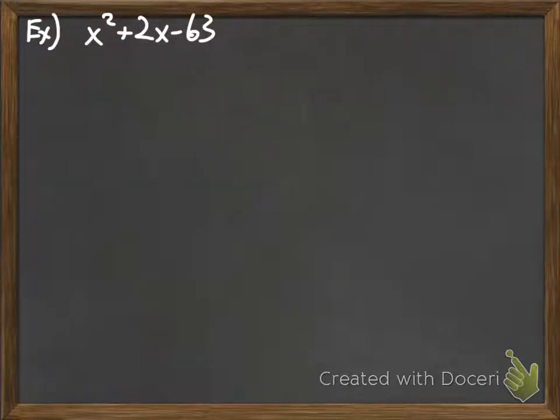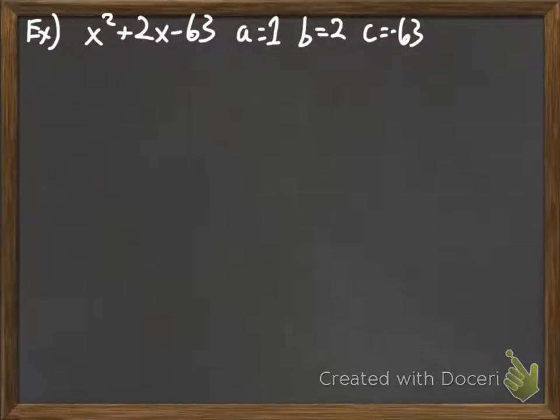So here we have x squared plus 2x minus 63. Step 1, identify your a, your b, and your c. My a is 1. My b is 2. And my c is negative 63.